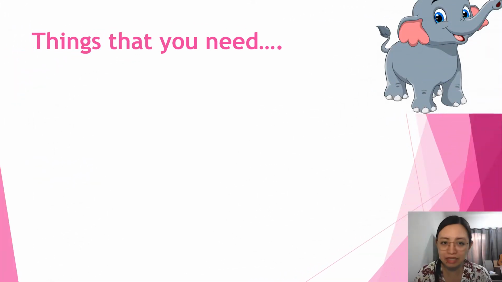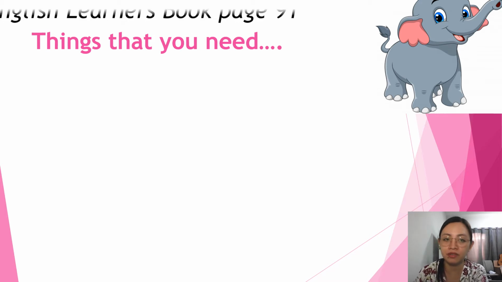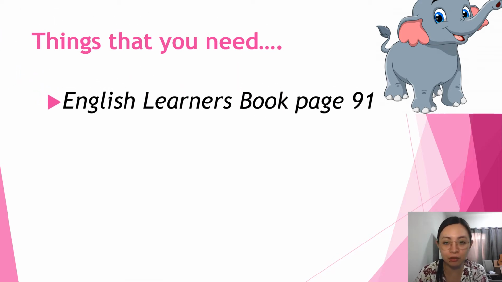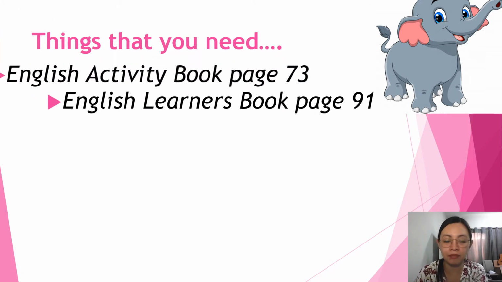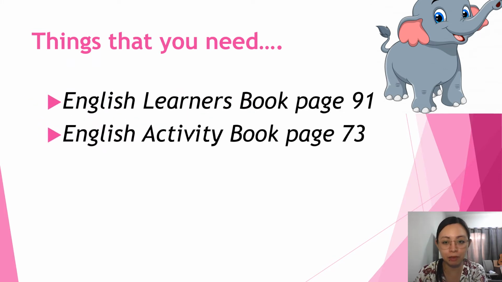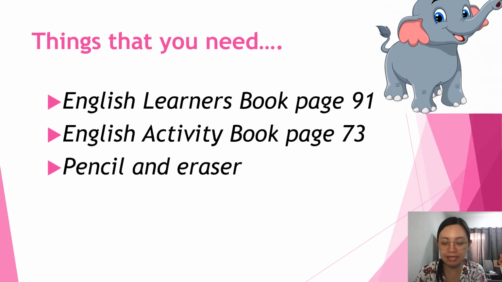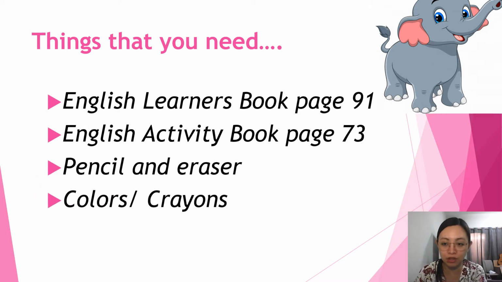So what are the things that you need before we start our lesson? Make sure that you have the following things, okay? First, your English Learner's Book on page 91, English Activity Book, page 73, pencil and eraser, and this time you will also be needing colors or crayons. So make sure you have the following things before you continue this video, okay?